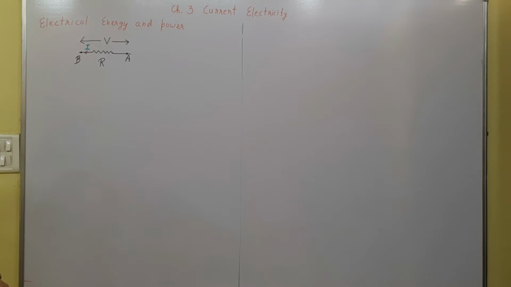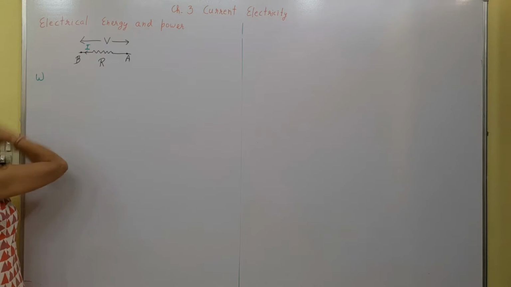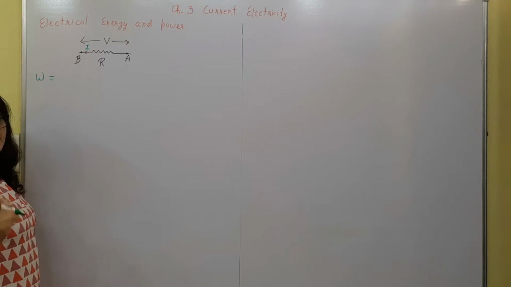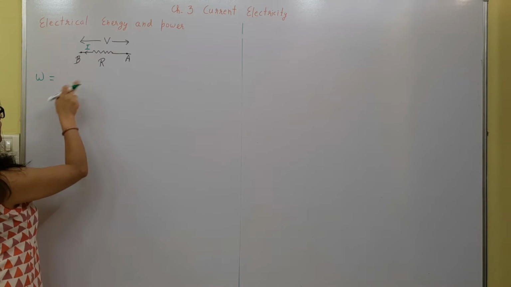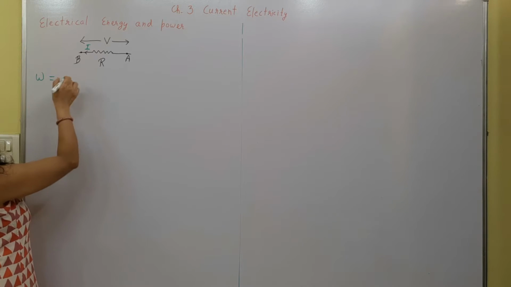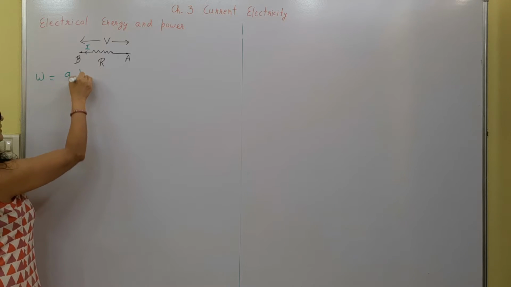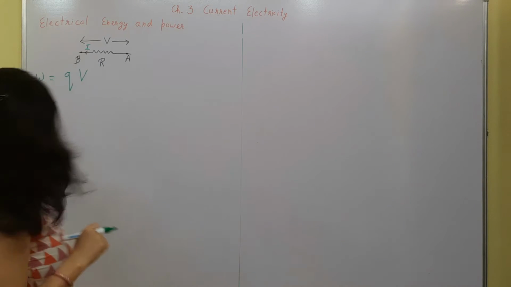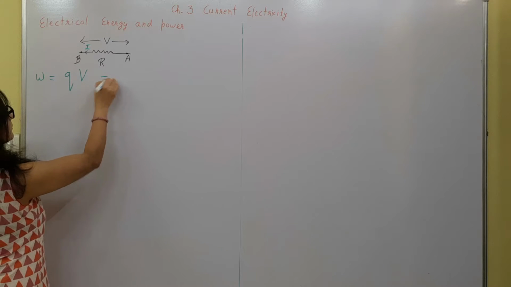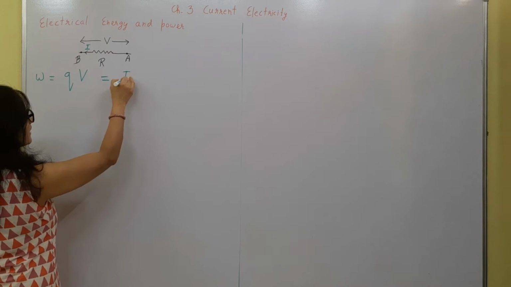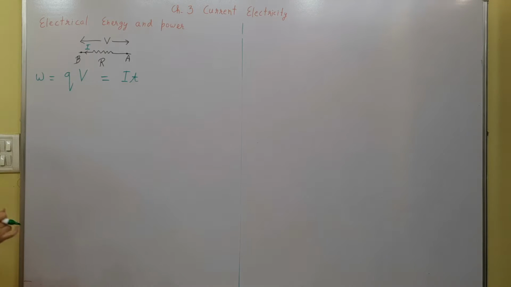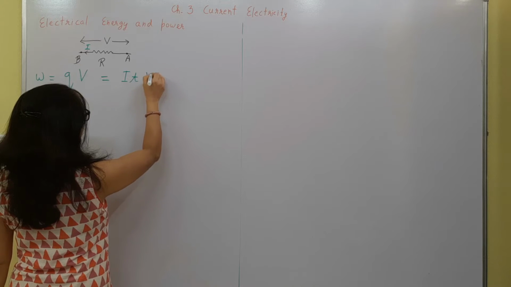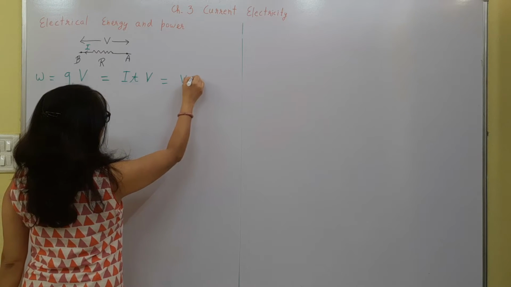Then we can say that work done in taking this charge from A to B will be stored as potential energy, and that will be the potential energy difference. We know the formula: charge into potential difference between the 2 points, right? So here we can replace this Q by IT. We know that Q is equal to IT because I is equal to Q upon T. So this makes it VIT.